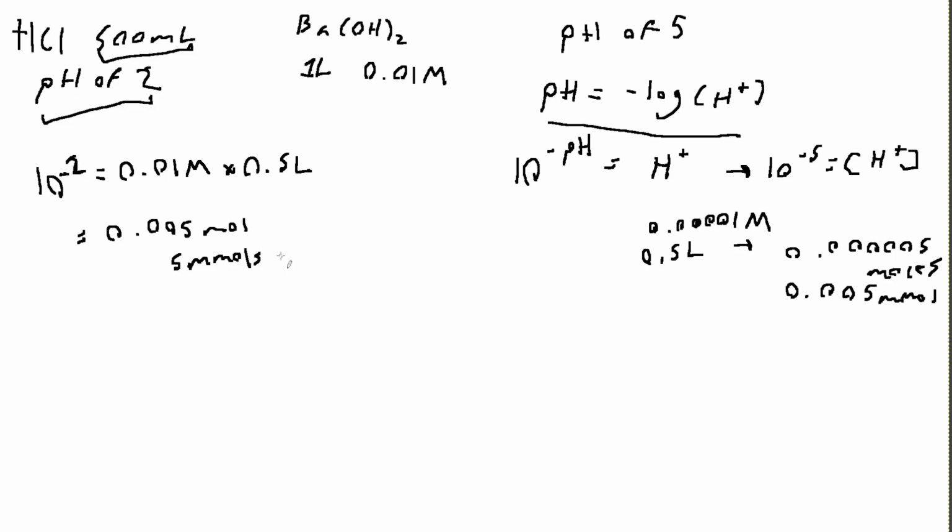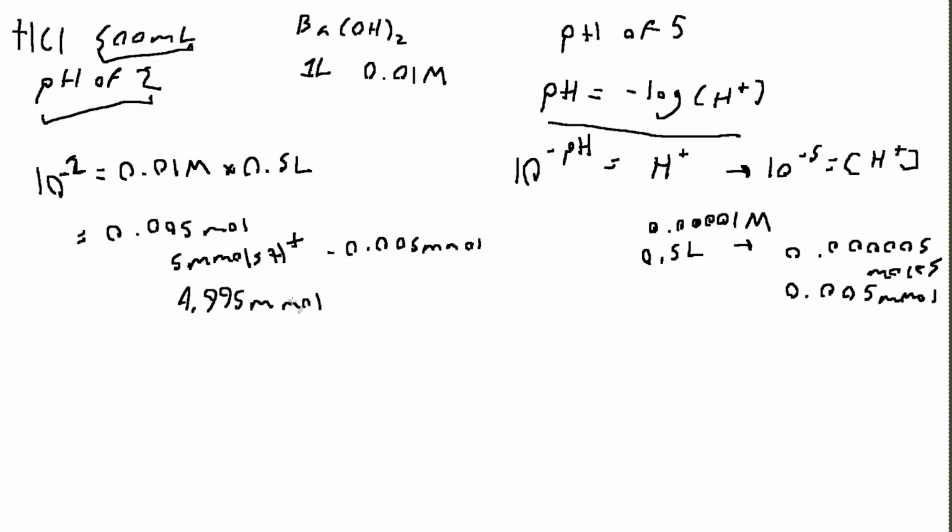Okay, so how much H+ do we want to get rid of? Well, we know how much we have, we know how much we want in the end, and so we just subtract them. 5 minus 0.005 millimoles. And this becomes almost insignificant, but we will stick with the original number, 4.995 millimoles that we want to get rid of.